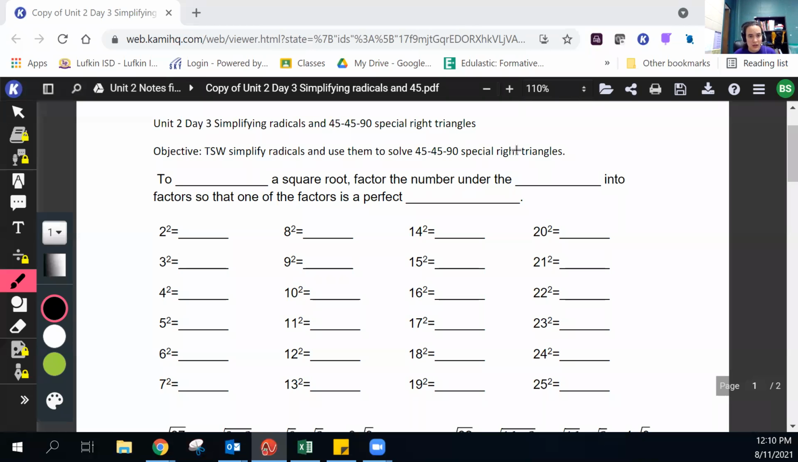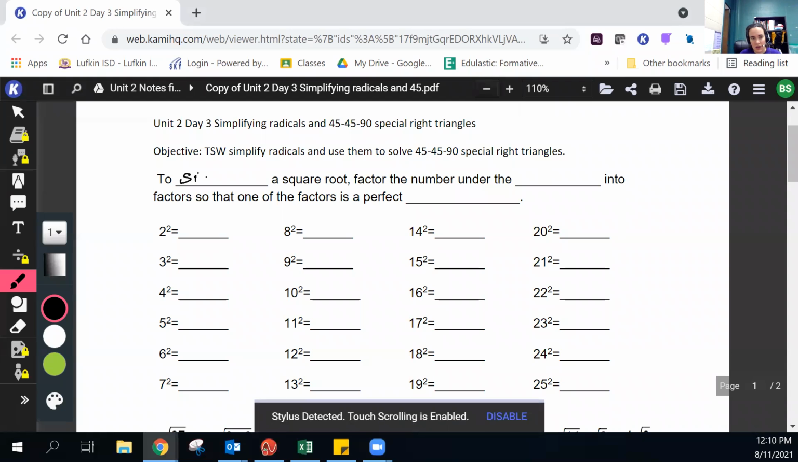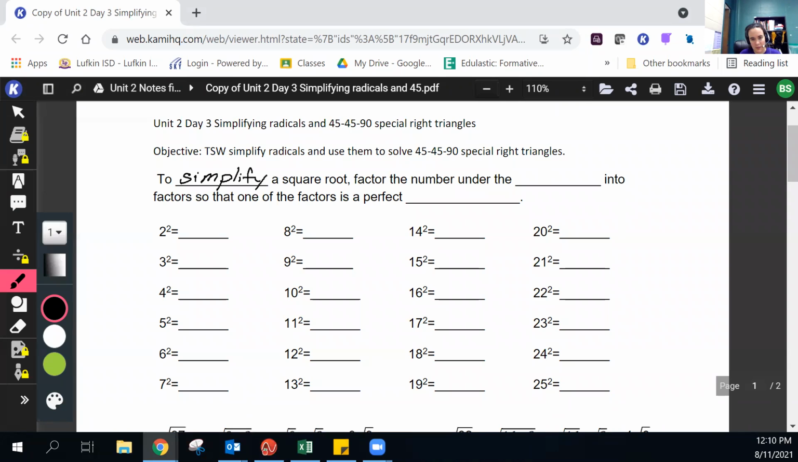Today we're looking at special right triangles, specifically 45, 45, 90 triangles. And before we get into that, we need to look at perfect squares and simplifying square roots. So to simplify a square root, you need to factor the numbers under the radical so that you have one perfect square and another number.